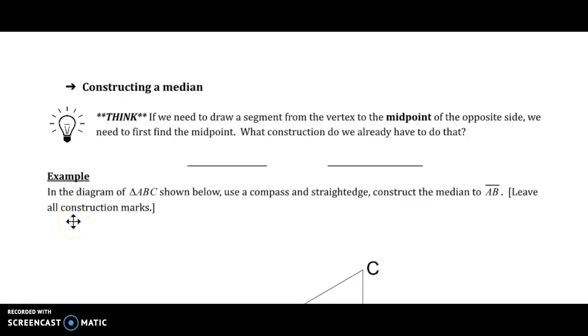This is Unit 1, Lesson 4. This is the video for constructing a median. So let's think about this for a second.